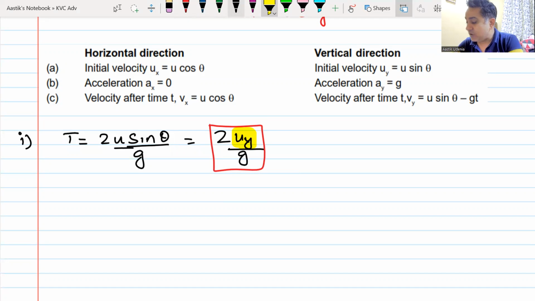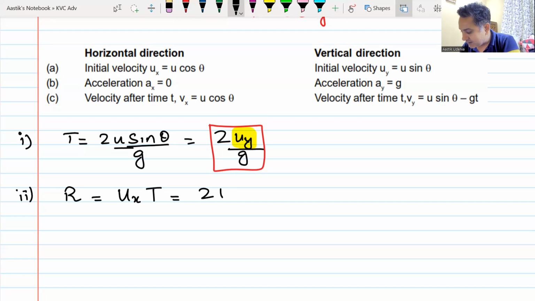Okay. The second formula is the range, and the number of ways in which you can remember this formula will help us in solving more questions. It can be written as ux multiplied by time of flight. This is one way of writing it. It depends on ux as well as on t. The second way of writing it is to put the value of t from the first equation, so I can write it as 2 times ux uy by g. That is the second way of writing it.